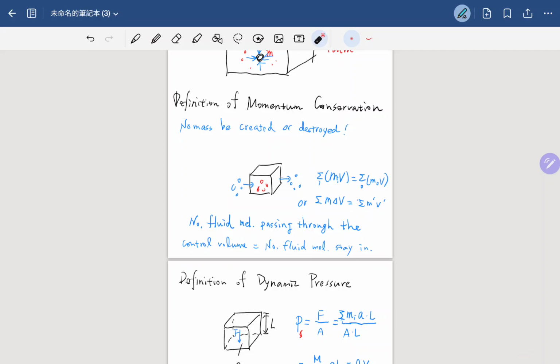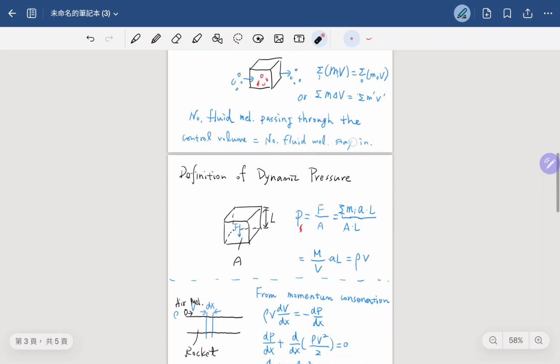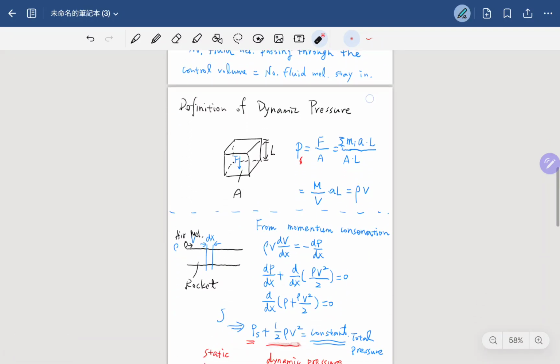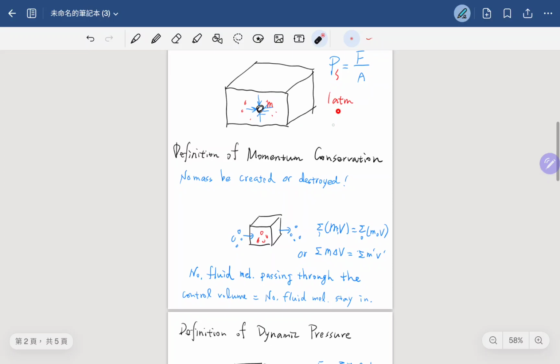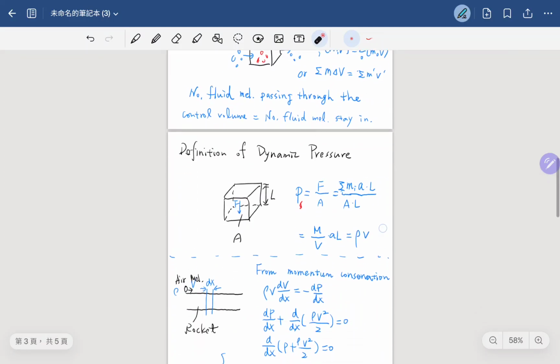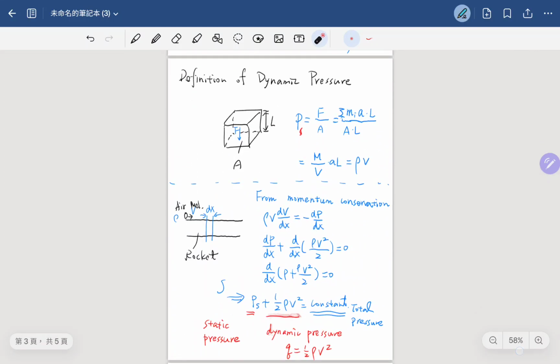This is called the control volume, and you will learn this concept in fluid dynamics or fluid mechanics. If we extend this idea and combine these two concepts together, we can have a dynamic pressure definition. First, this is the static pressure. Of course, it equals F over A, the area.